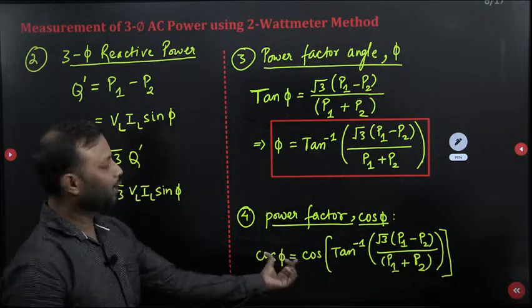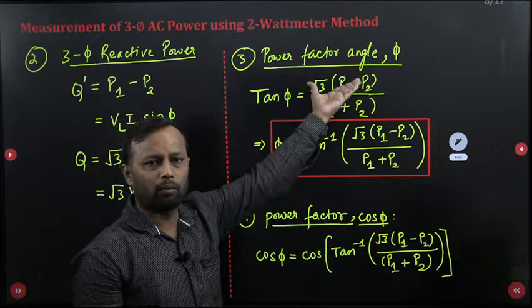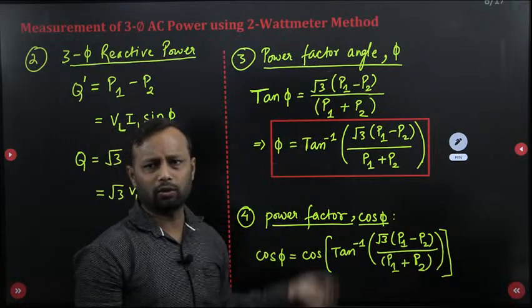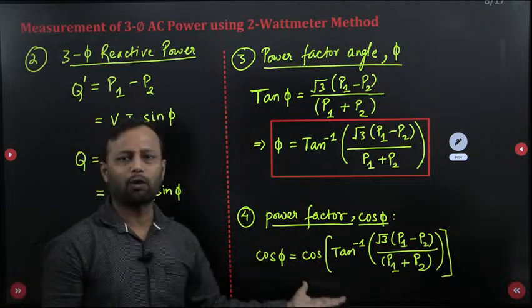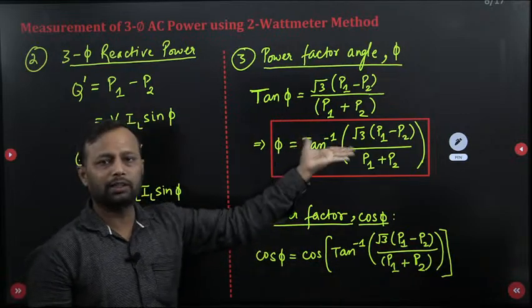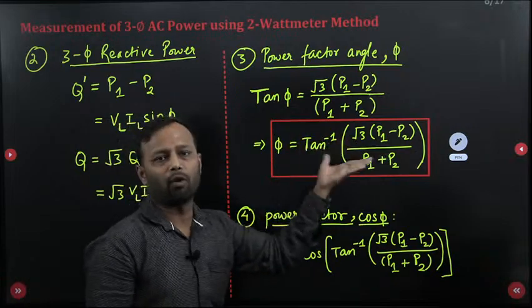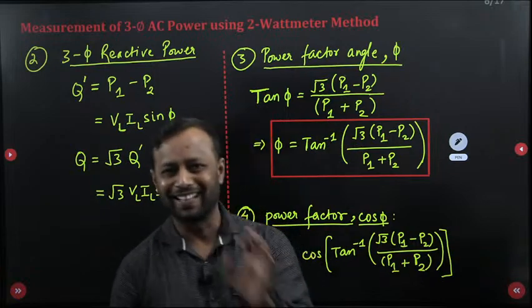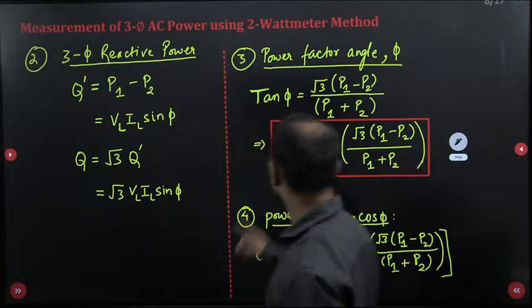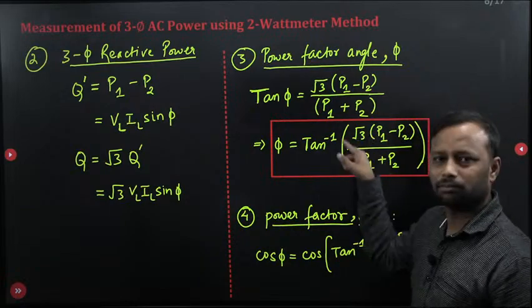Again, this formula is very, very important. If you are able to remember this formula, you can easily get the cos phi value. Please remember this one because it is very, very important. Most of the time you are going to use this formula. Okay, and now a precaution. Here most of the time a student used to miss this root 3.